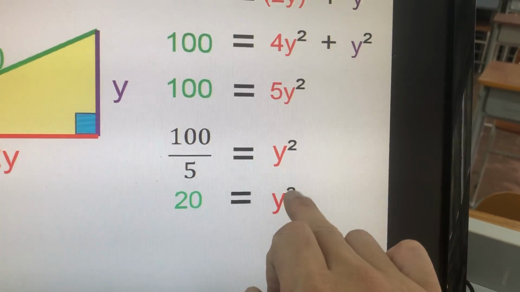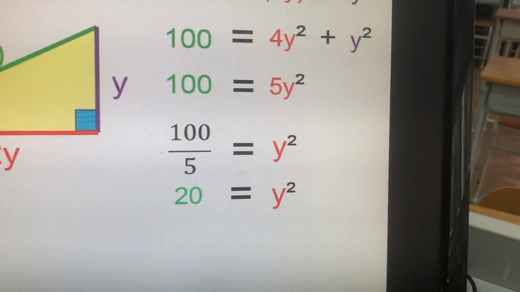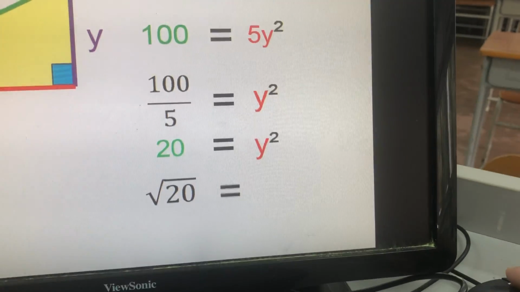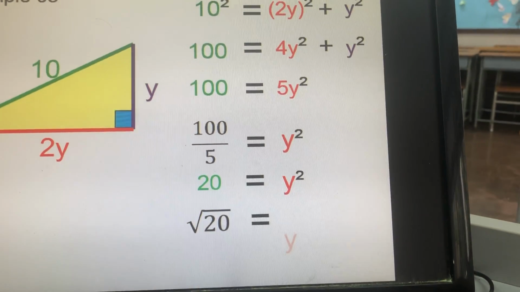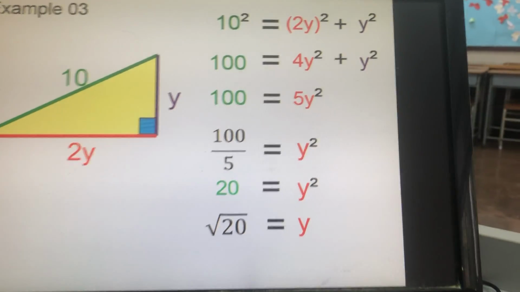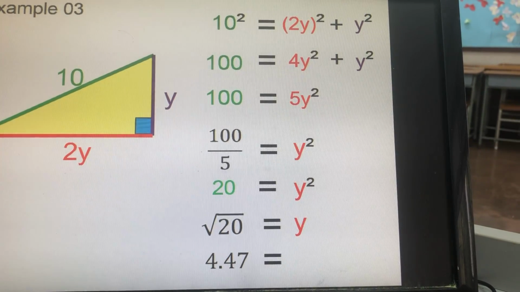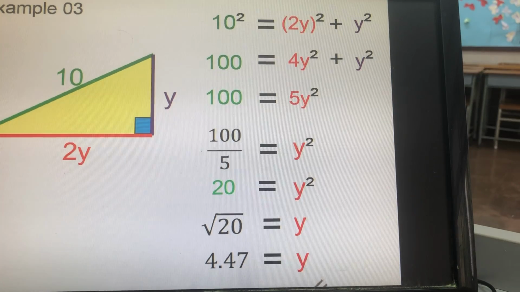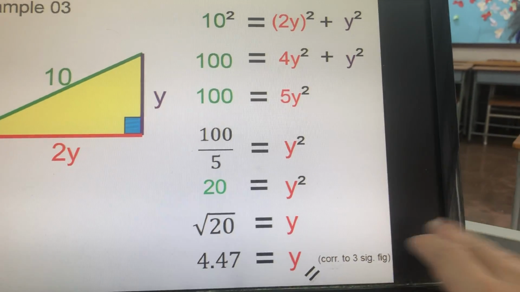Of course, we need to get rid of the square too. Bring this to the other side, becomes a square root, so that we could tell what is y. And then give your answer in 3 significant figures. Using calculator, your answer should be 4.47. This is corrected to 3 significant figures.